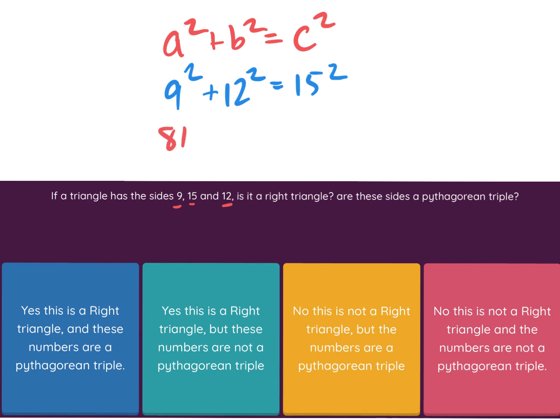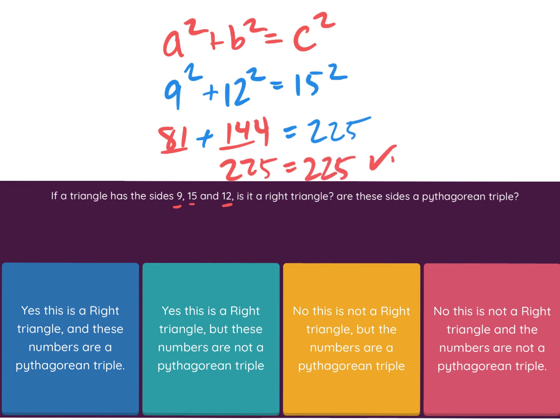9 squared is 81, 12 squared is 144. We are going to add those together, and that should give me... I'm going to check what 15 squared is on the calculator. 15 squared on the calculator is 225. And when I add 81 and 144, that does give me 225, and it does equal 225. I've double checked it. I could say, yes, this is a right triangle, okay? Yes, it's a right triangle.